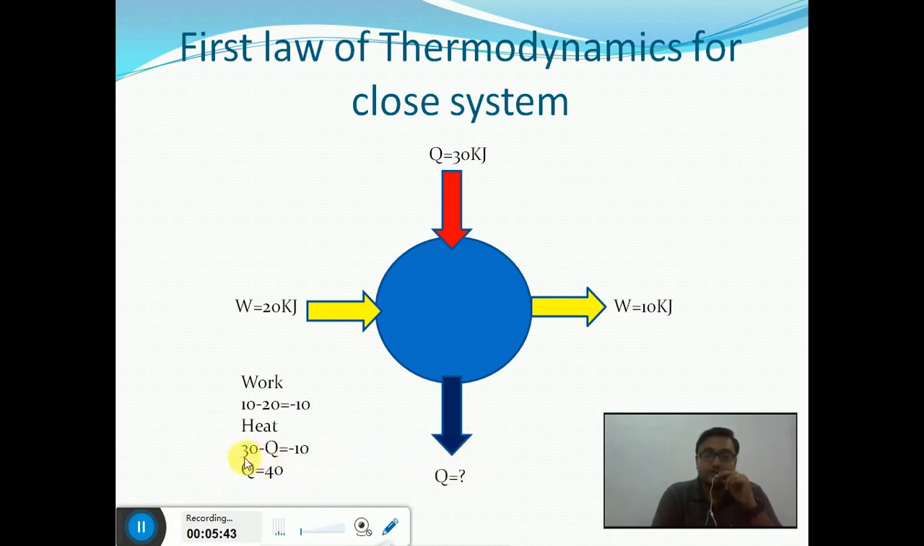So here it is the cyclic integration of del Q, and this is cyclic integration of delta W, which is nothing but work produced by the system minus work required by the system. So that's why the heat rejected from the system is 40 kilojoule.